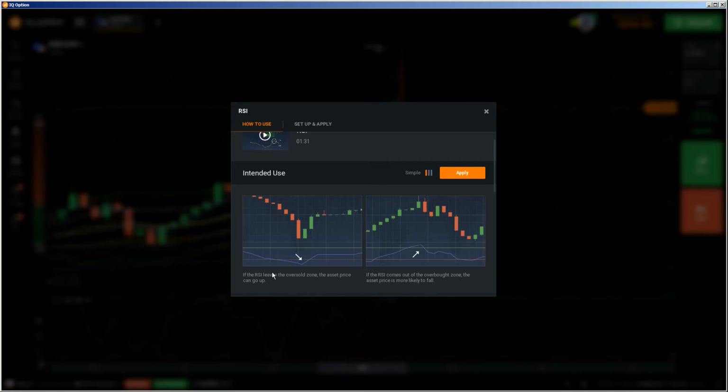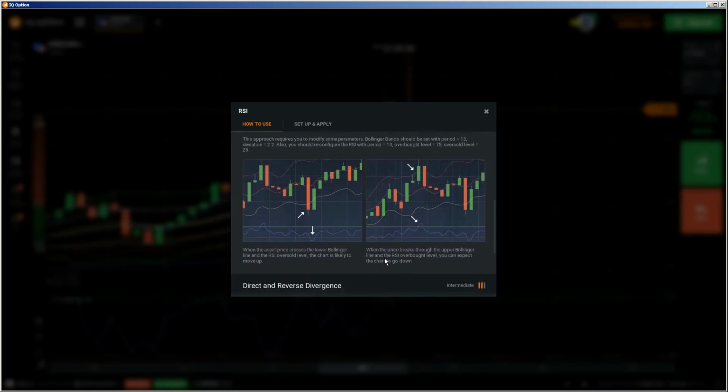Like I told you, if it's going to the oversold area and it's going out again, you can do a call, but this is only for longer expiry times. It's not for 1 minute. For 1 minute, it's risky doing this, because if you see this, it's almost too late.